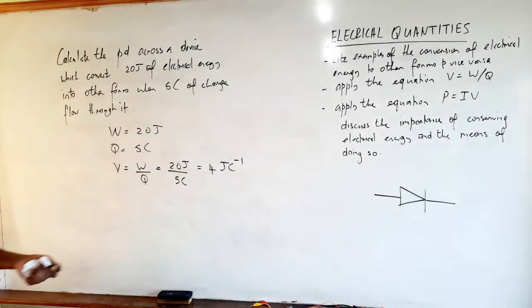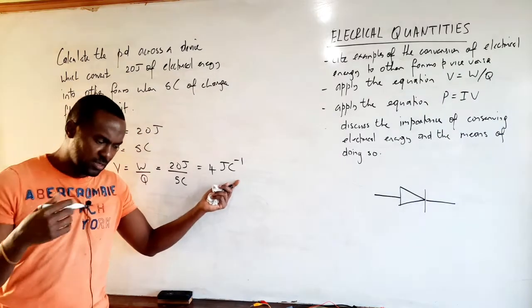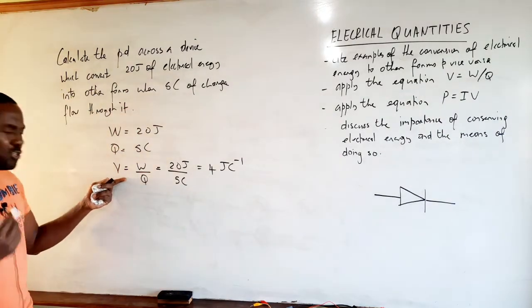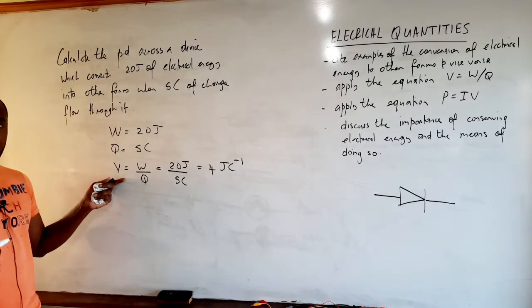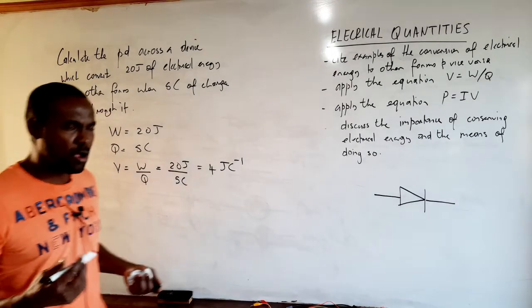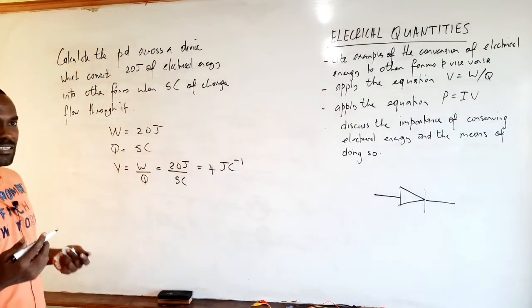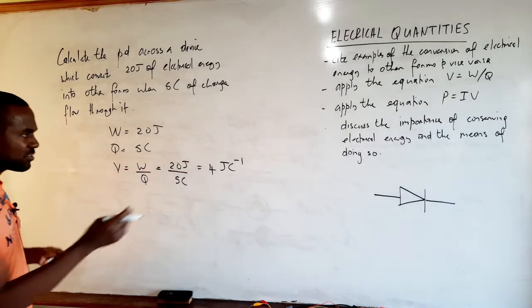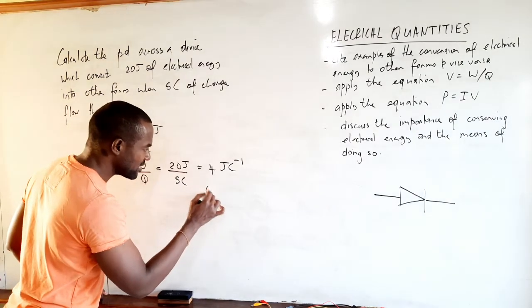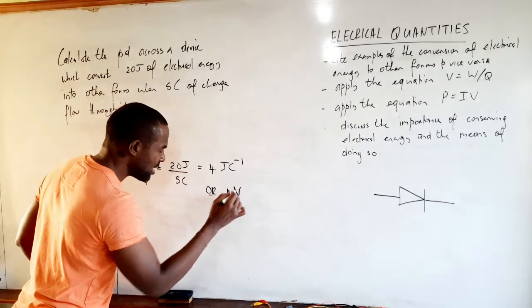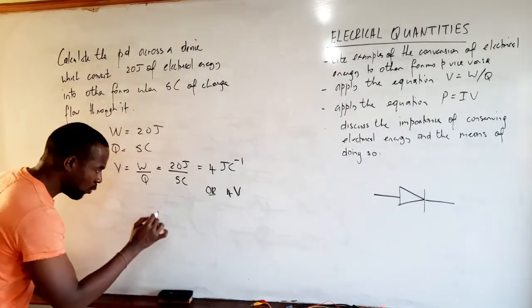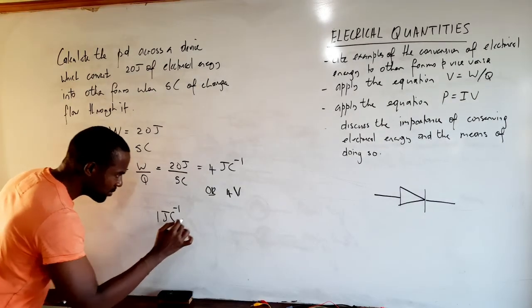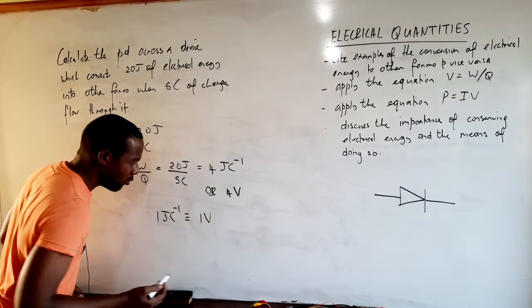So the joule per coulomb is easily accepted as the unit of potential difference or voltage. But of course it is far more common to see the volt as the unit of potential difference, right? So we can write this as 4 joules per coulomb, or we may write it as 4 volts. And what this basically means is that 1 joule per coulomb is equivalent to 1 volt, right?